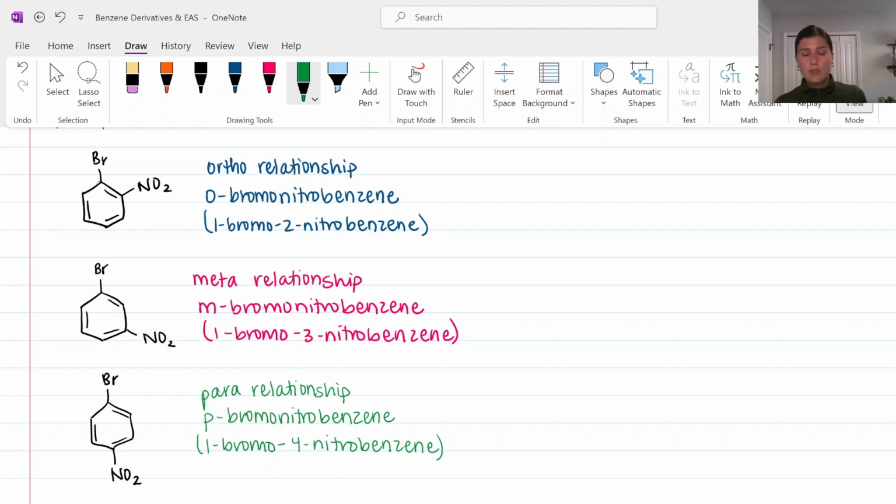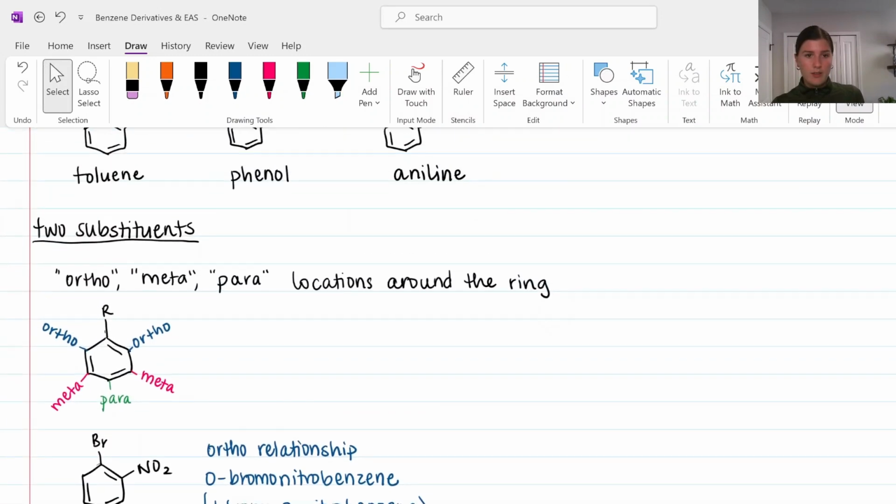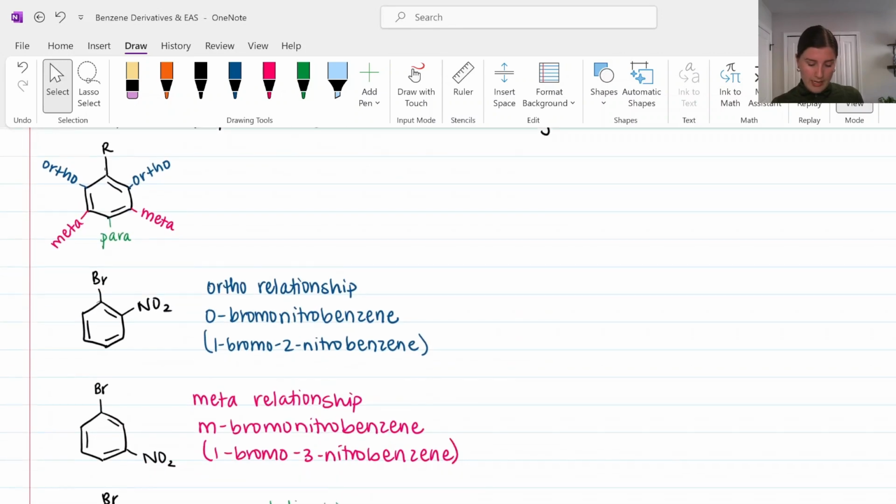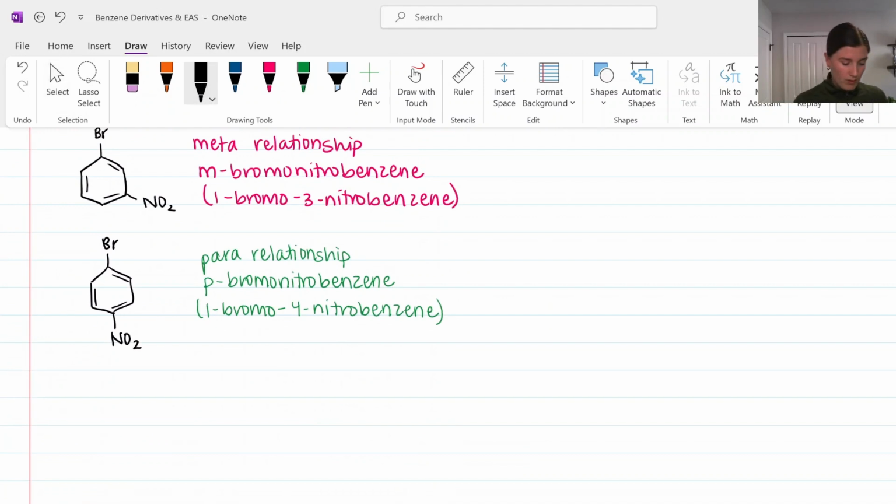Now let's say you have 2 substituents, but one of them is a methyl group, an alcohol, or an NH2 group. In those cases, you will use the toluene word or the phenol or the aniline as part of the name. So we call those common derivatives.